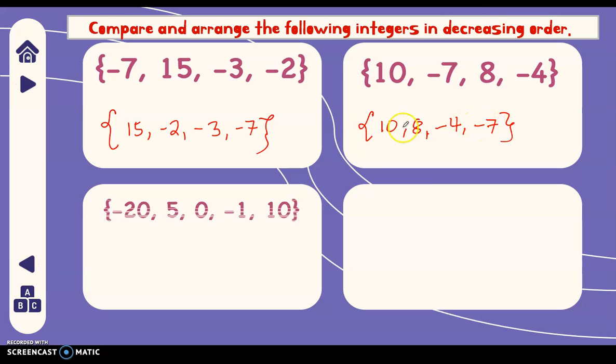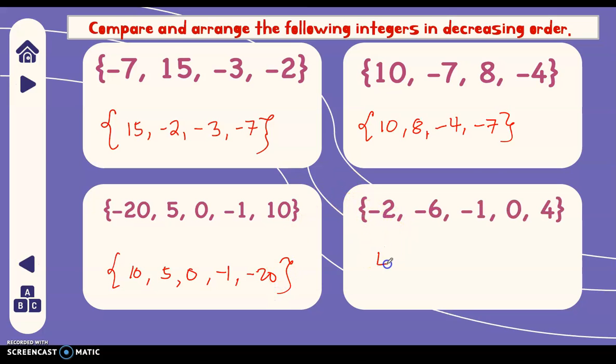Okay, next. Highest number here is 10, then 5, then 0. So 0 is bigger than negative 1, and negative 1 is higher than negative 20. Last one, we have 4. That's the highest number, then 0. Then 0 is bigger than negative 1. Negative 1 is bigger than negative 2. And negative 2 is bigger than negative 6.